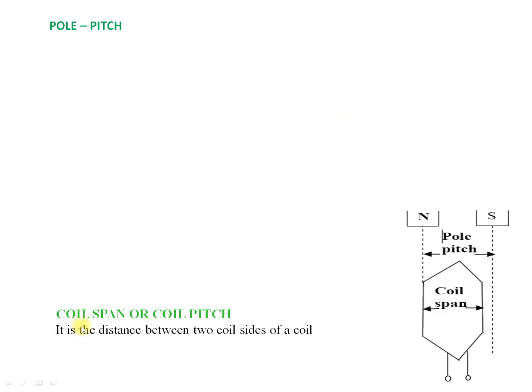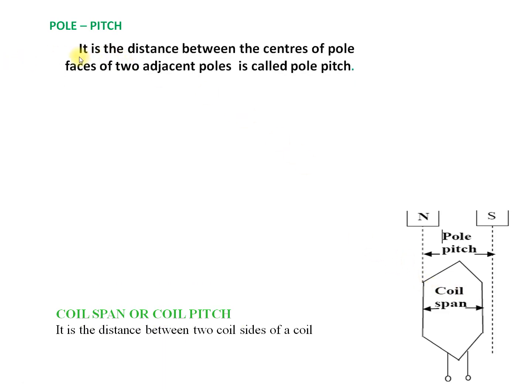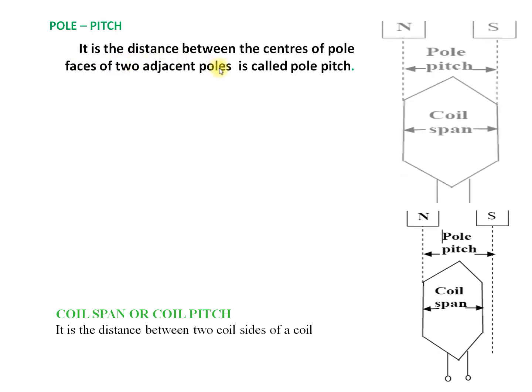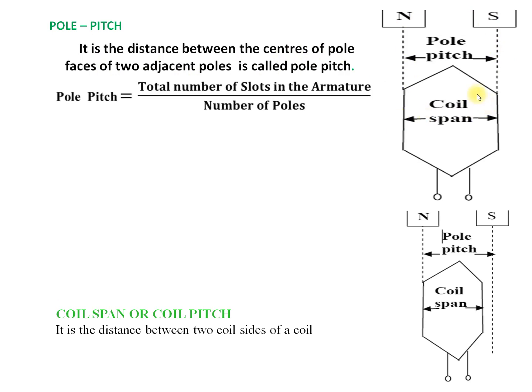So here the coil span or the coil pitch is going to be the pole pitch. It is the distance between the centers of the pole faces. This is the pole face, this is the north pole, and this is the south pole. This is the center of the pole faces. The distance between the centers of the pole faces of the two adjacent poles is called the pole pitch. So normally the coil span will be equal to this particular pole pitch.